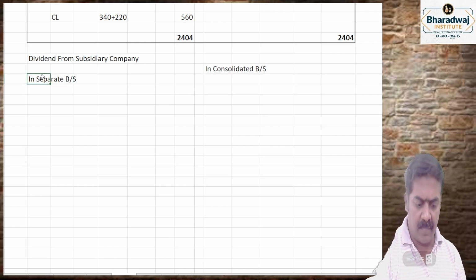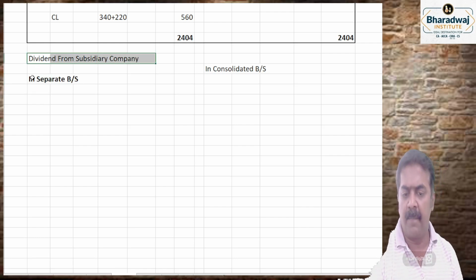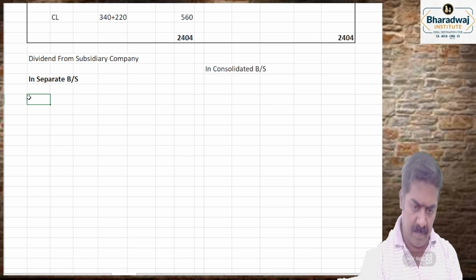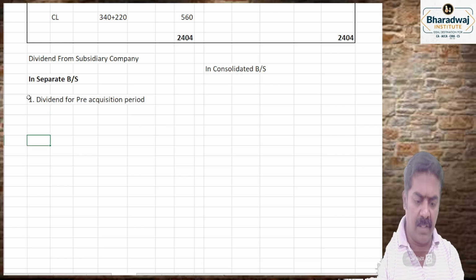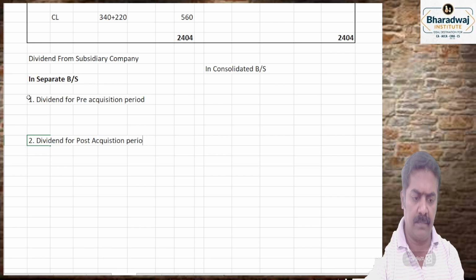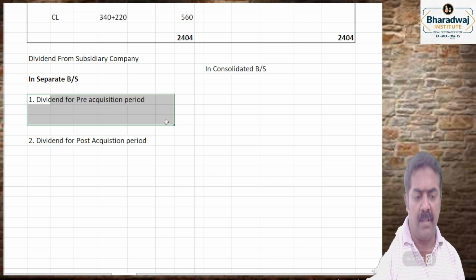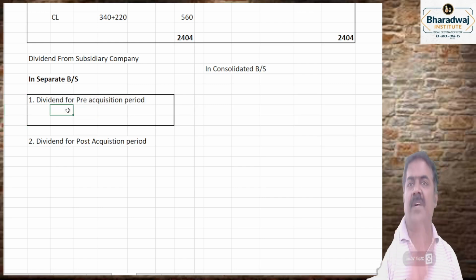See, dividend from which company? Subsidiary company. In the separate balance sheet, what should we do? Dividend can be for the pre-acquisition period, or dividend can be for the post-acquisition period. Simple. If it is for the pre-acquisition period, your investment includes the amount paid for dividend also.